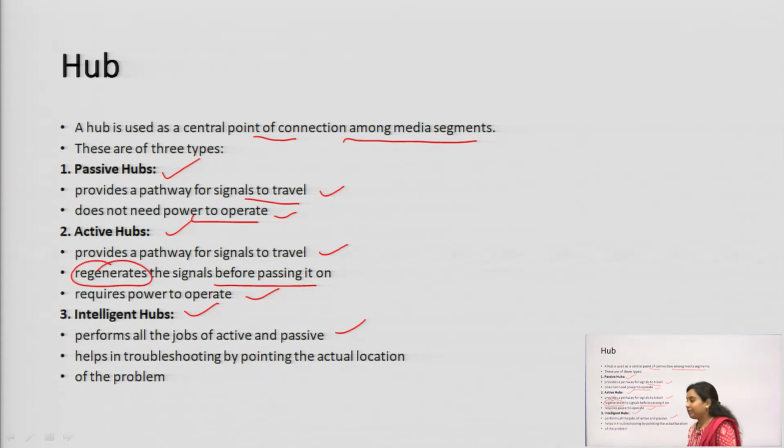Regeneration is very important, so that whenever we are transmitting information over a longer distance, it will repeat or regenerate the signal when it has been affected with noise. Then the intelligent hub helps in troubleshooting by pointing out the actual location of the problem. So, it will see whatever problem is there in establishing the network, and it will remove it.